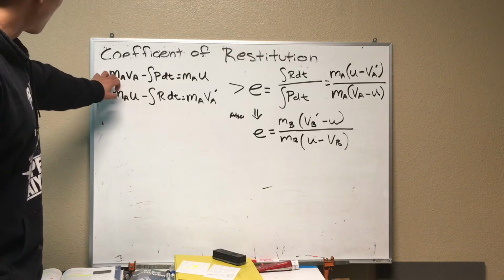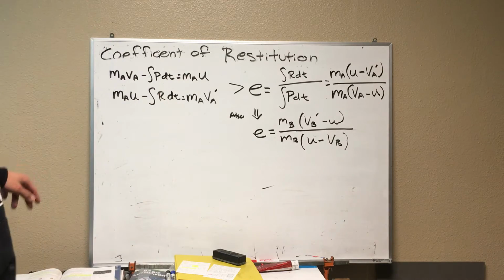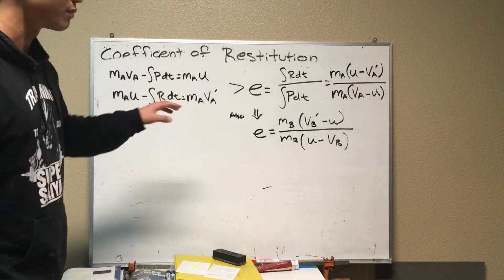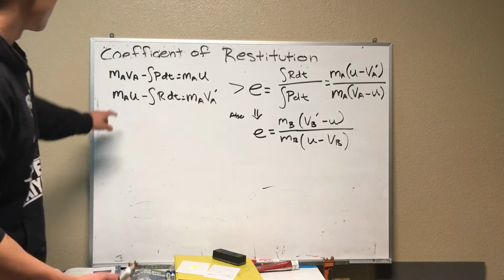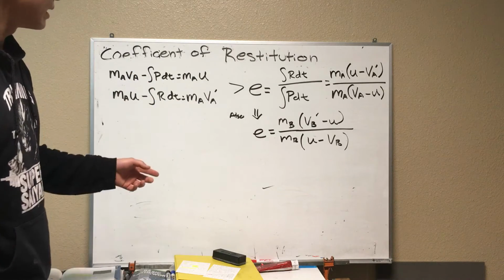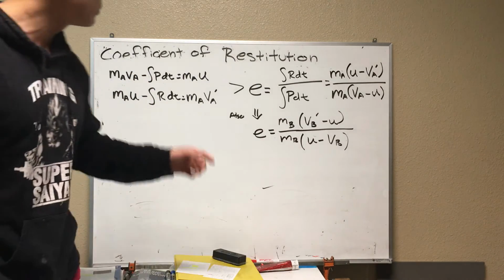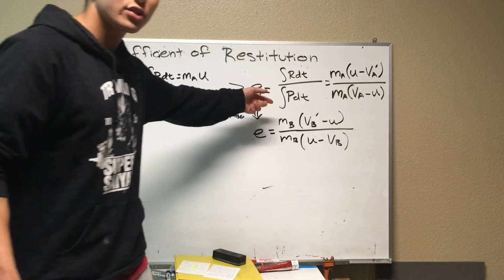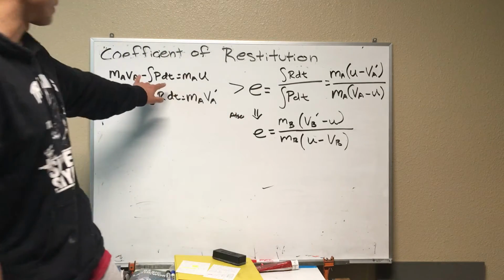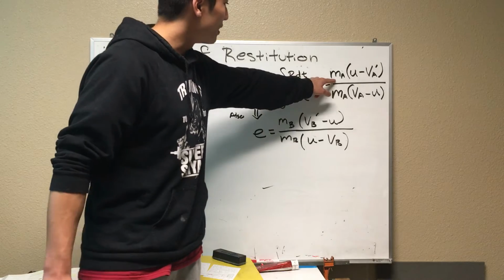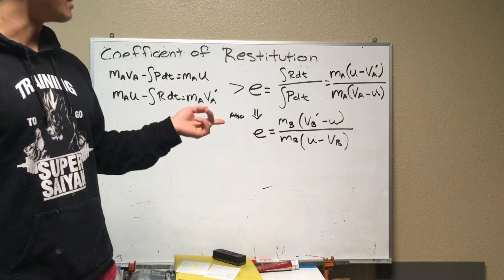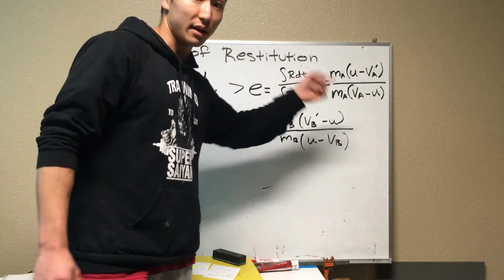So we have m_A v_A minus the integral of P dt equals m_A u, and u is going to be the same velocity of particle A and B moving together, and then m_A u minus the integral of R dt equals m_A v_A final. And then we have e to be this ratio of the integral of R dt over the integral of P dt, and if we write that just by rearranging these, we have m_A multiplied by (u minus v_A final) over m_A (v_A minus u).